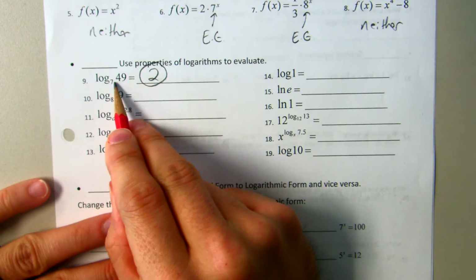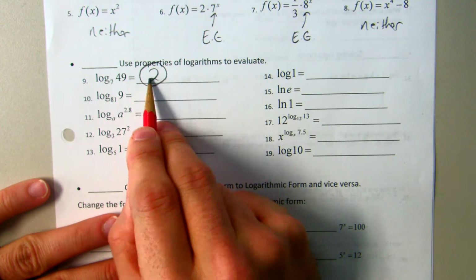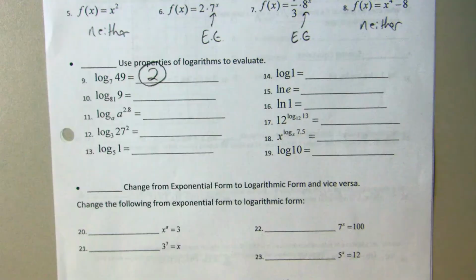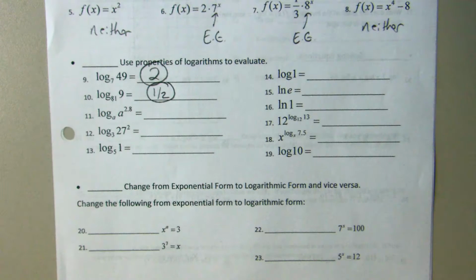It's when you slip and you start to think about multiplication. You think 7 times 7 gives you 49, which is true, but that's not what this is asking. 7 to what power gives you 49? 81 to the 1/2 gives you 9, because an exponent of half is a square root.